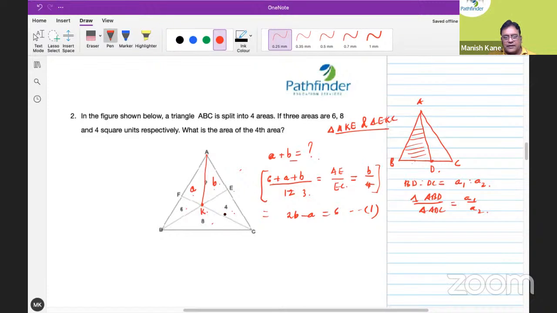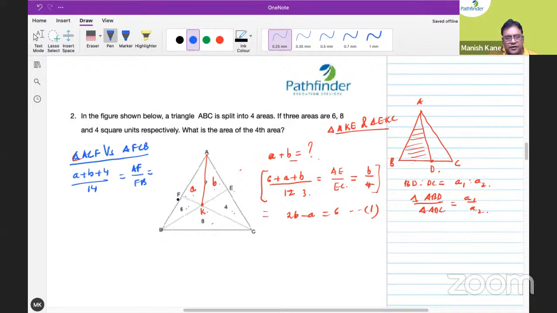Now, I will consider these two triangles, triangle ACF versus triangle FCB. What is the area? A plus B plus 4 upon 14, that is 6 plus 8, must be equal to AF upon FB. And see, AF upon FB must also be equal to the area of AKF and FKB, which is A by 6.